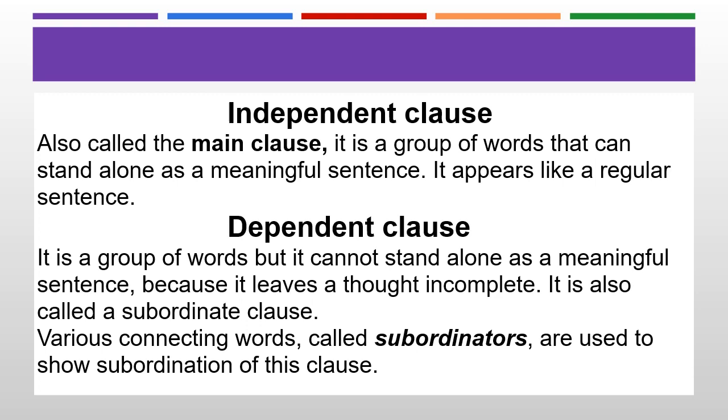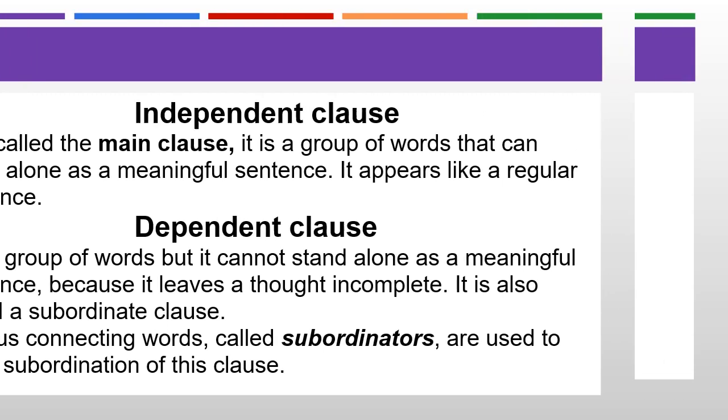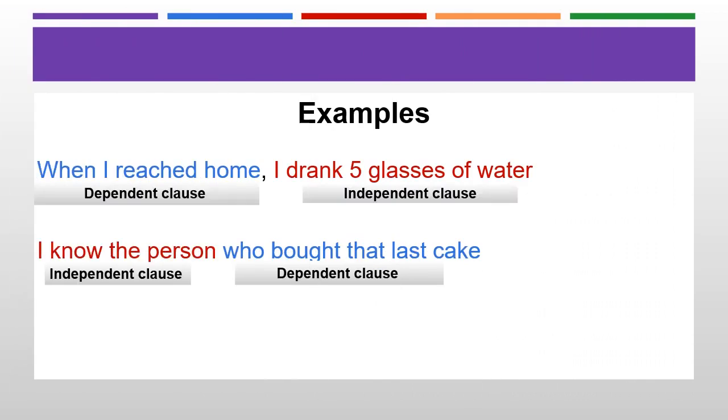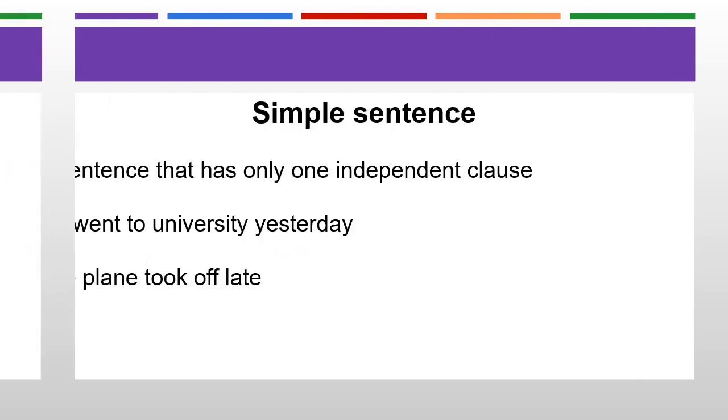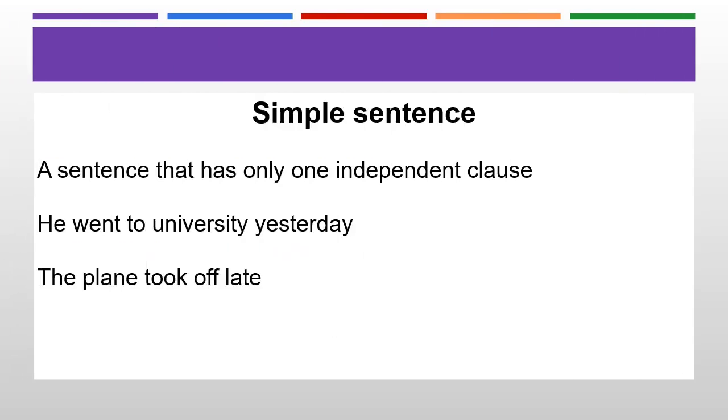The reason it is not a complete sentence is that it leaves the thought incomplete. That is why it is joined with connecting words called subordinators, which show that this is a subordinate clause. These sentences have both dependent and independent clauses. The words written in blue cannot stand alone as complete sentences because they do not convey a meaningful and complete idea, and that is why they are dependent on the words written in red. The knowledge of these clauses is essential in forming correct sentences.